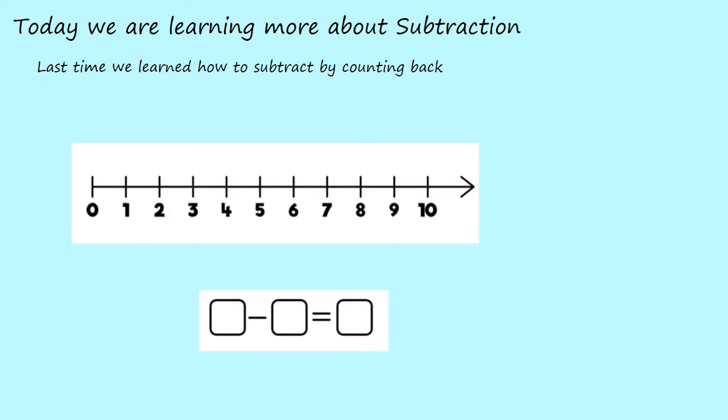Let's do another one. This time we're going to start on 8. And we're going to subtract 3. Now, how many jumps am I going to make if we're going to subtract 3? We're going to count back how many jumps? Yeah, we're going to count back 3 jumps. 1, 2, 3. Where did I land? I landed on 5. So the answer is 5. 8 subtract 3 equals 5.